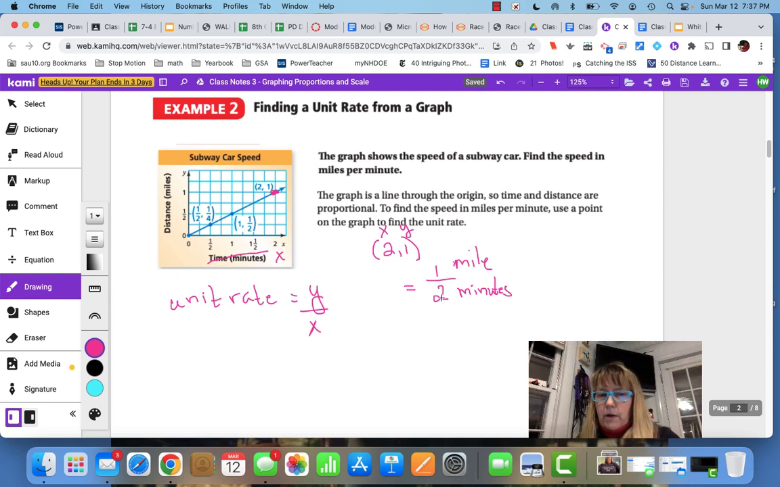But that's not unit rate, because for unit rate, this has to be a 1. So I am going to switch colors, and to convert that, I'm going to divide that by 2, and I'm going to divide that by 2. So I end up with 1 divided by 2 is 5/10 over 1, because 2 divided by 2 is 1. So it is 1 minute per every half mile. And so now it's a unit rate.